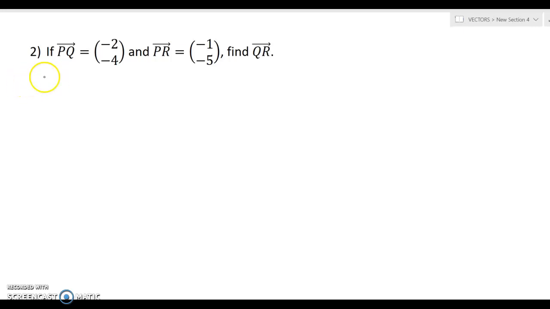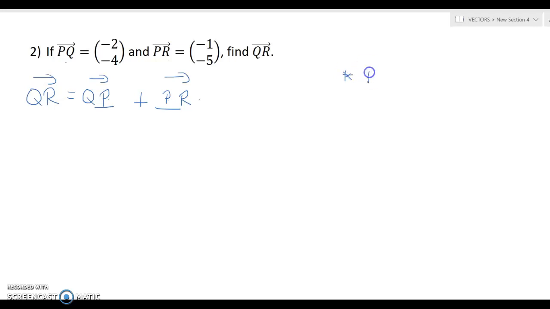So we have vector PQ, we have vector PR, and we want to find QR. So we want to find vector QR. We must add, obviously, two vectors. Now the outside letters, we must have the Q and the R, and the inside letters must be the same. So we have PQ and we have PR. The common letter that they have is P. So really we are adding QP plus PR.